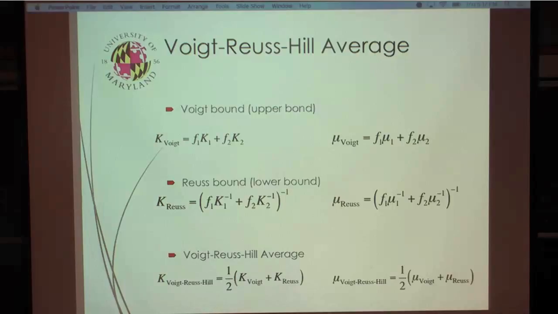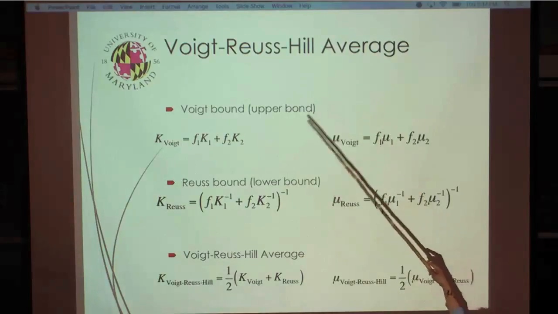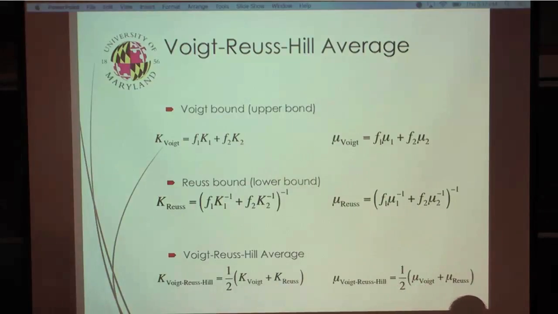So first, I'm just going through this bound. Without knowing the geometrical detail, what we know is each individual phase's physical property. We also need to know the volume proportion of each individual phase. Now what we essentially try to do is find a reasonable average that represents this material, all right? It started with the Voigt and Reuss average. This is strictly empirical, all right?